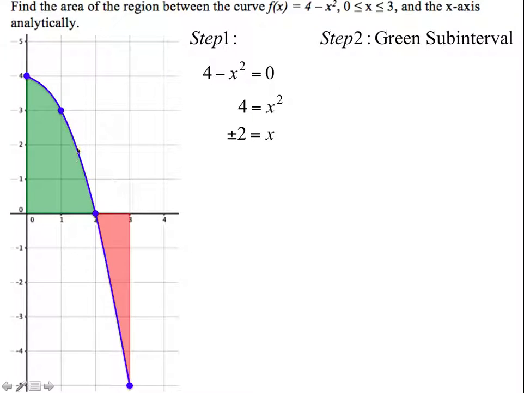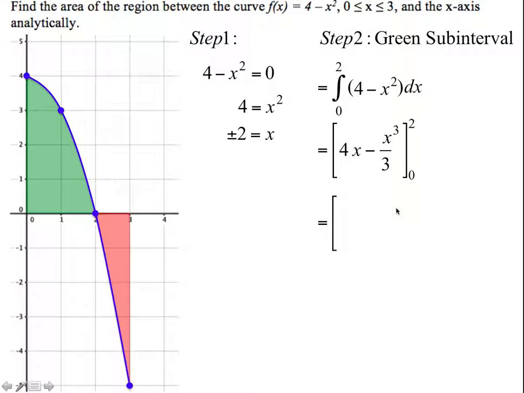we're going to look at that green subinterval. And so we're going to integrate from 0 to 2. And we're going to integrate the function 4 minus x squared dx. So like I said, this is by hand. This is analytically. That means by hand. So we're going to go ahead and reverse our derivative rules. So the 4 becomes a 4x. And x squared becomes, we bump up that power to 3, and we divide by that new power 3. And we're going to evaluate that at 0 and at 2.